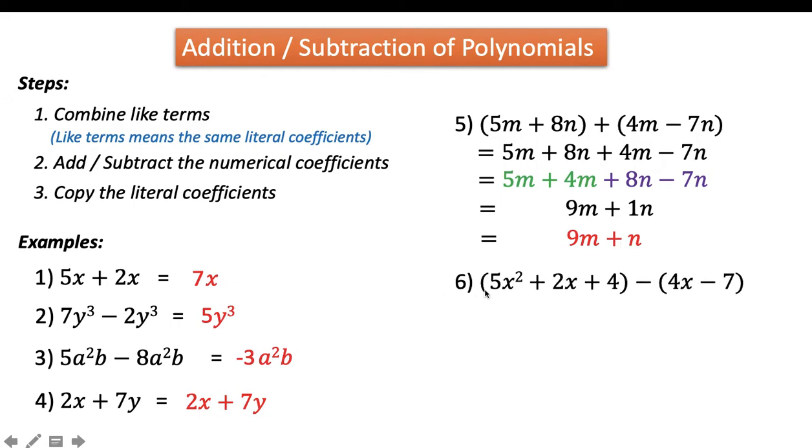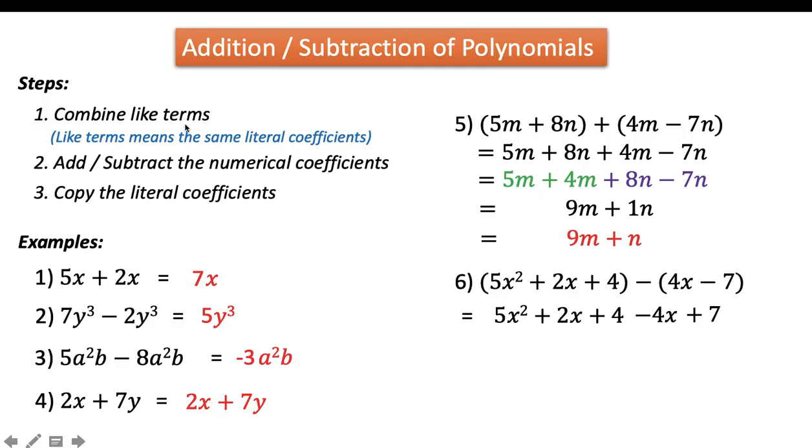In our given number 6, quantity 5x squared plus 2x plus 4 minus quantity 4x minus 7. Again, since we cannot add or subtract within the parentheses, we will take out the parentheses and regroup them. So we can write the minuend 5x squared plus 2x plus 4. Then, be careful in taking out the parentheses of the subtrahend. Because if it is subtraction, it is negative, it means it is opposite. So we will also take the opposite of the subtrahend, which is 4x minus 7. So the opposite of positive 4x is negative 4x. The opposite of negative 7 is positive 7.